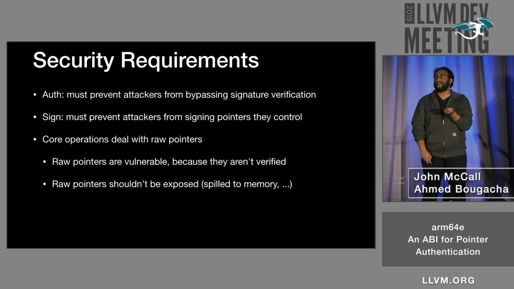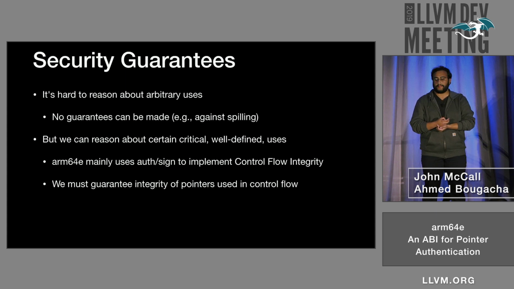And the fundamental problem we have with these two operations is that they necessarily deal with raw pointers, right? If you authenticate a pointer, you produce a raw pointer, and when you sign a pointer, you take a raw pointer. And it's really hard to abide by these security requirements once we have raw pointers, because these raw pointers are necessarily vulnerable, because there's no way to verify them. They can come from anything. And they can be exposed, for instance, when the register allocator decides to spill them. And that's a big problem, because now the attacker just controls the raw pointer. So it's really hard to provide guarantees when you have these raw pointers next to these operations.